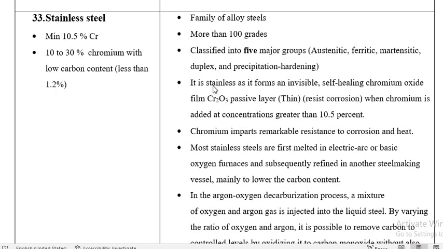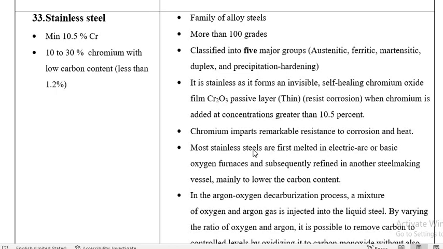The stainless steels are called stainless as they form an invisible self-healing chromium oxide film, Cr2O3, which is a passive and thin layer, and this passive layer resists corrosion actually. This thin layer forms when the chromium is added at concentrations greater than 10.5%. That's why we have discussed earlier that the minimum percentage of chromium is 10.5%. So in this way, the chromium imparts remarkable resistance to corrosion and heat. That's why it is called stainless.